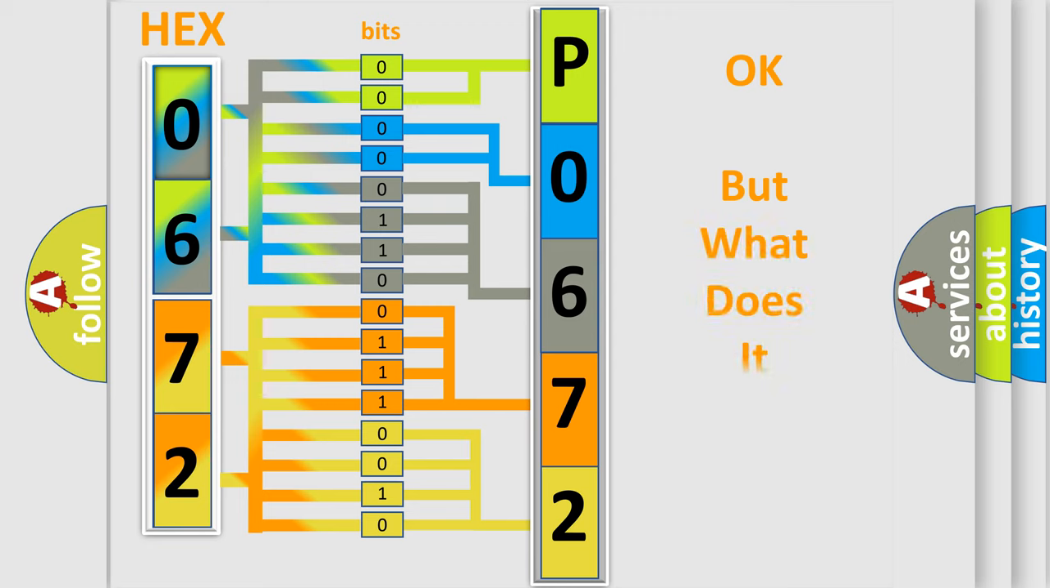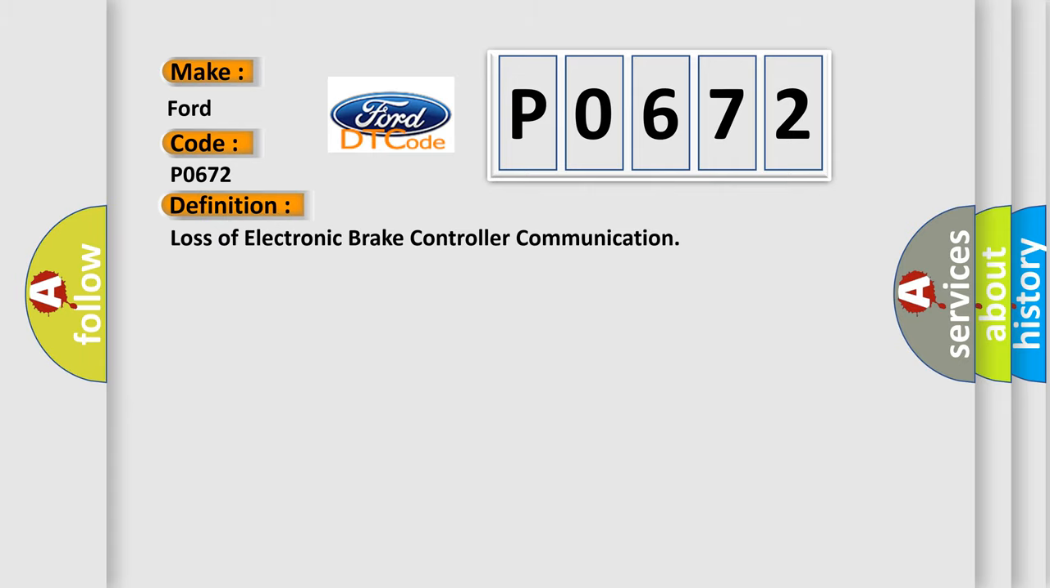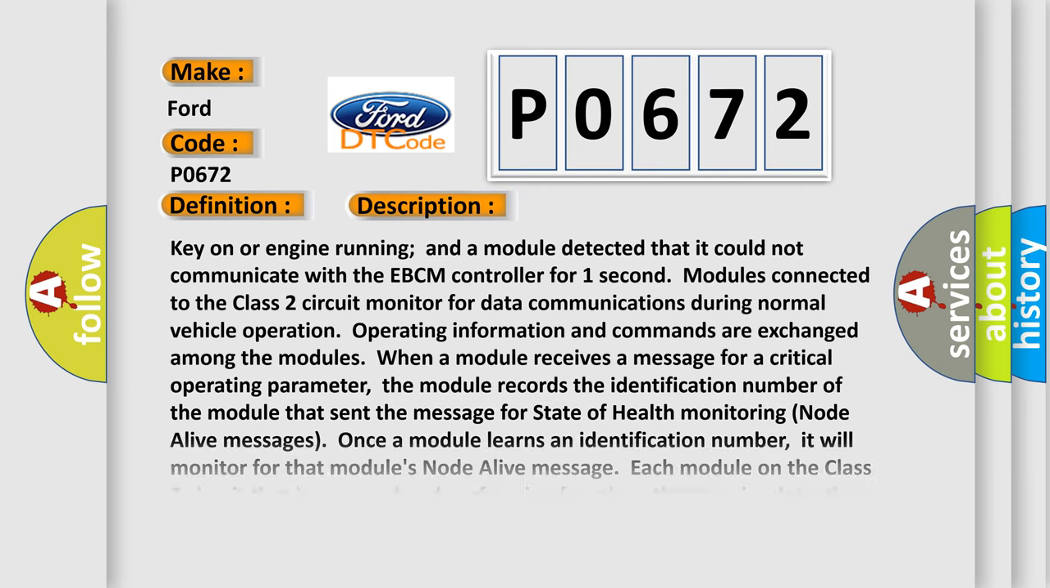The number itself does not make sense to us if we cannot assign information to what it actually expresses. So, what does the diagnostic trouble code P0672 specifically mean for Infiniti vehicles? The basic definition is loss of electronic brake controller communication. And now this is a short description of this DTC code.